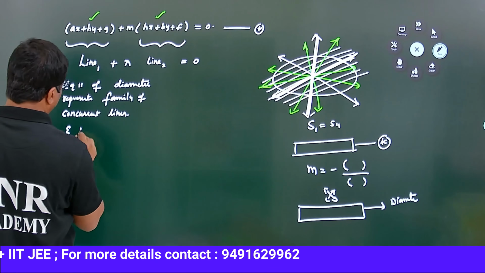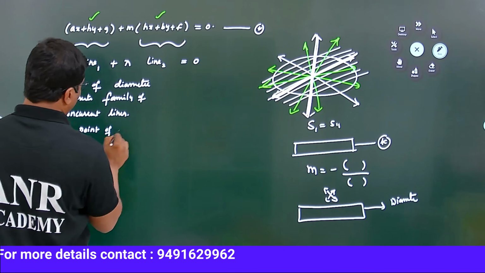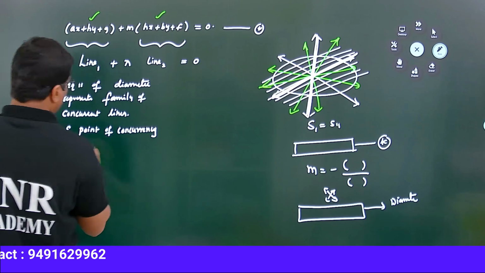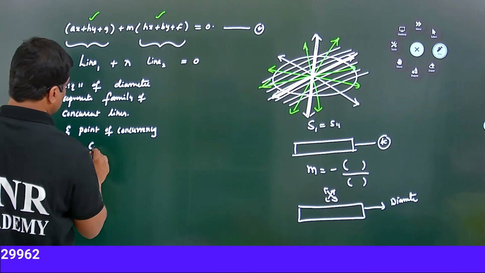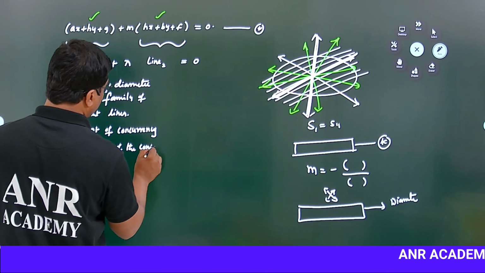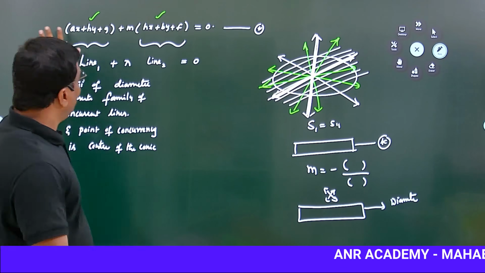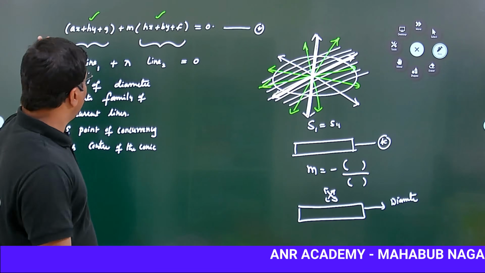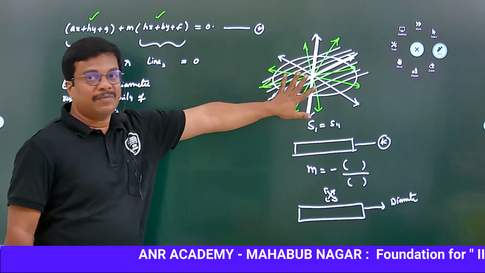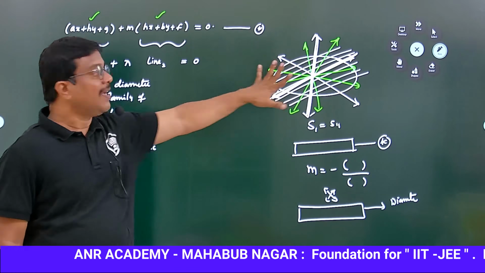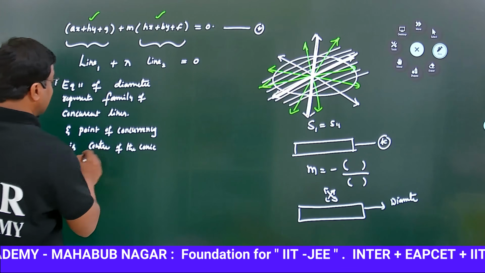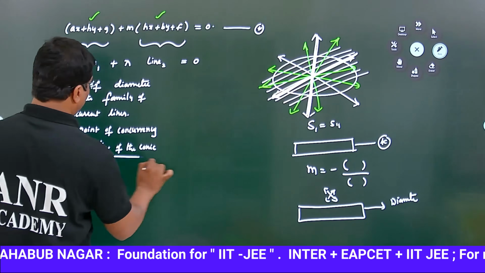And here, the point of concurrency, and the point of concurrency is clearly the center of the conic. We got this equation as the diameter. So, for different values of m, there exist different diameters, all of them indicating diameters themselves, and those diameters pass through one common point that is known as clearly the center of the conic.